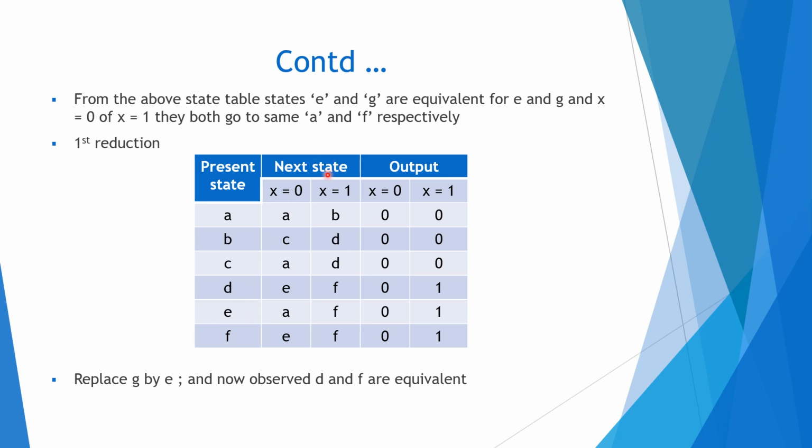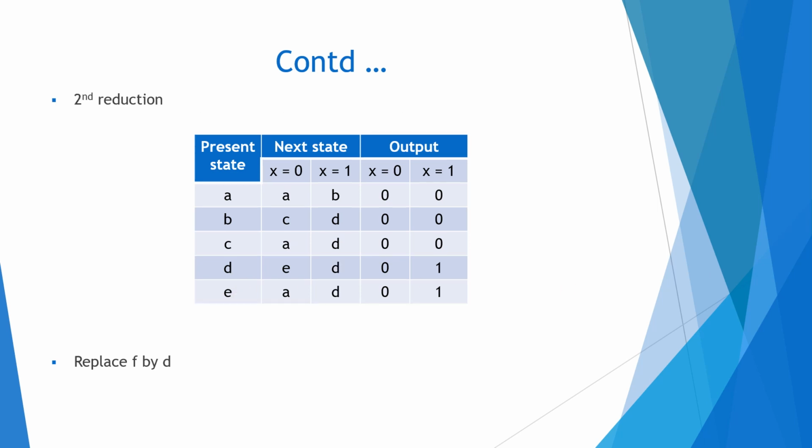We have replaced G by E, and now observe D and F are equal. Now these two states are the same, where the next states are E and F. So now observe D and F are equivalent. Now again, replace F by D. So that is the second reduction: replace F by D.